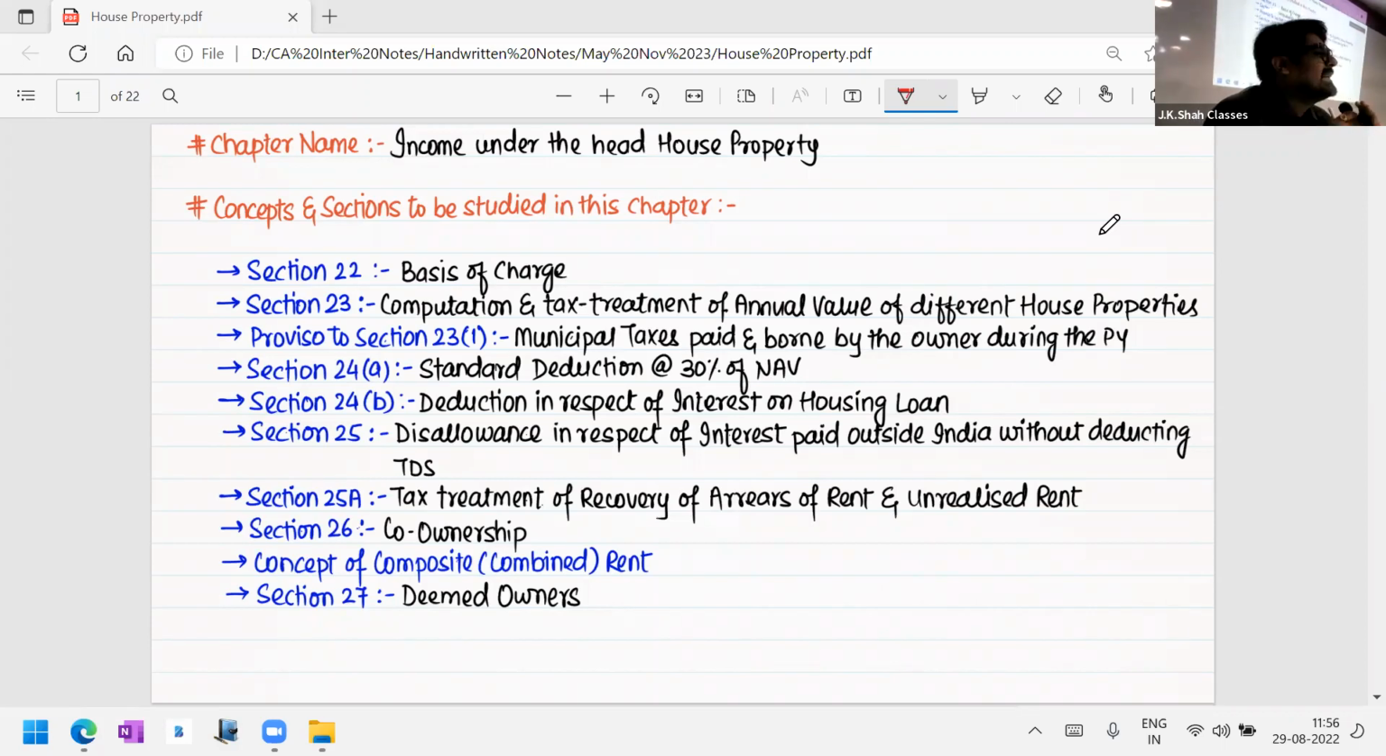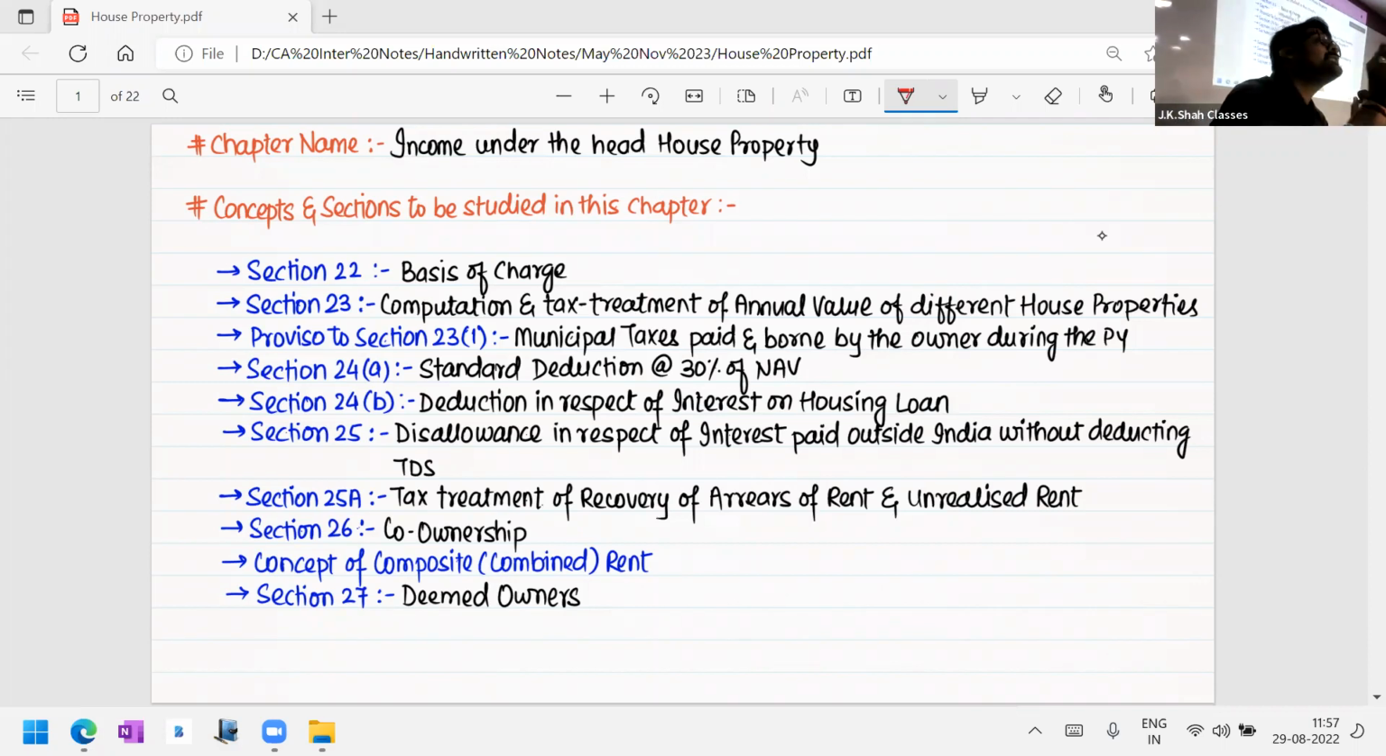Okay? So, the head house property is from section number 22 to section number 27. Which sections? 22 to 27. If you study all these sections now, this head is over. Okay? Now, the first section of any head. See, salaries, first section is section 15. House property head, first section 22. PGBP head, first section 28. Capital gain, first section 45. And income from other sources, first section 56.